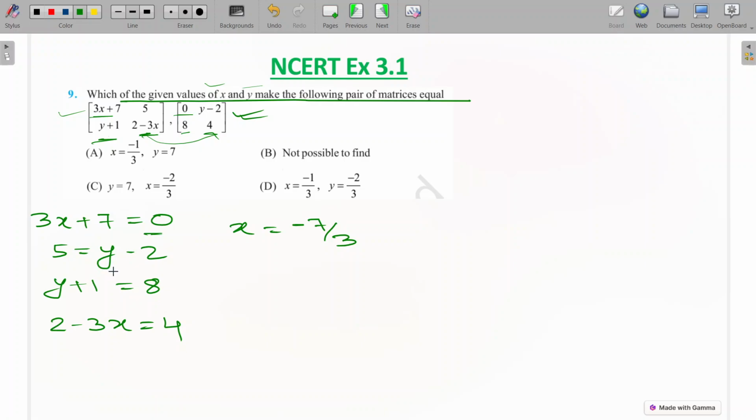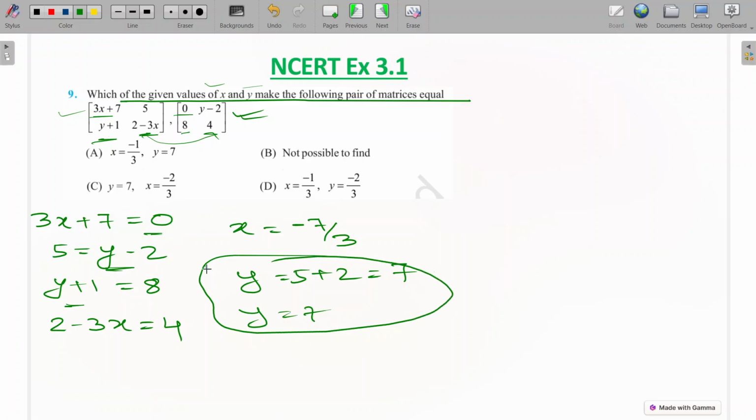From here we can see that y is 5 plus 2, which is 7. From here also we can see y is equal to 7. So both the equations are saying the same thing. Anyways, it has to show the same to make the value of y consistent. From here also we can see 2 minus 3x is equal to 4.